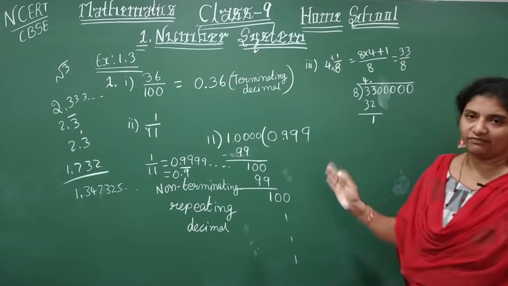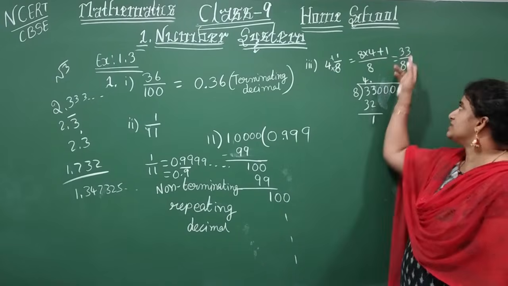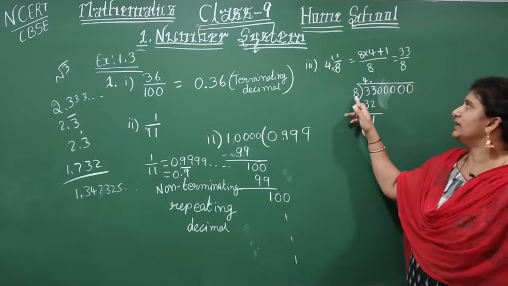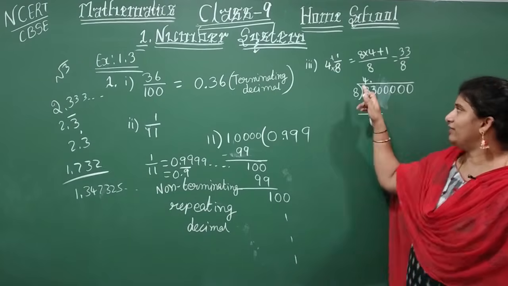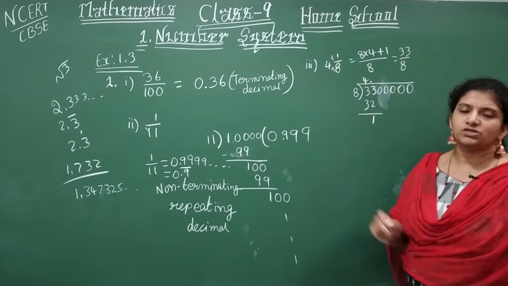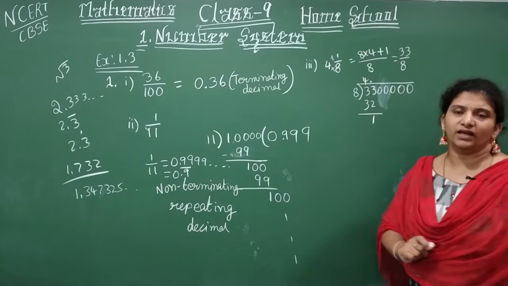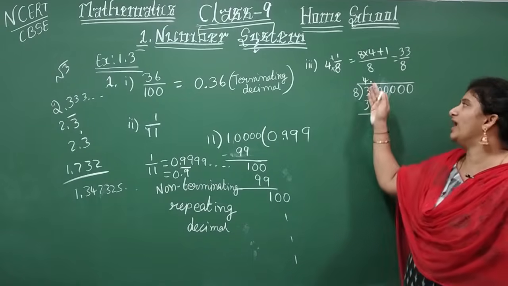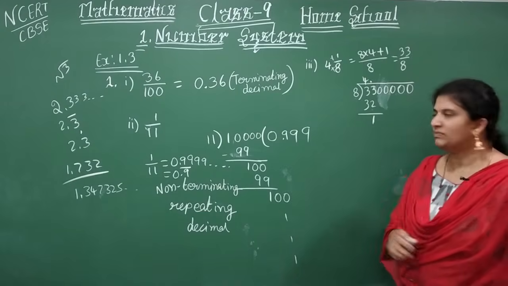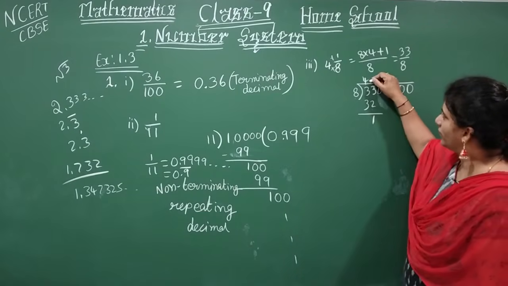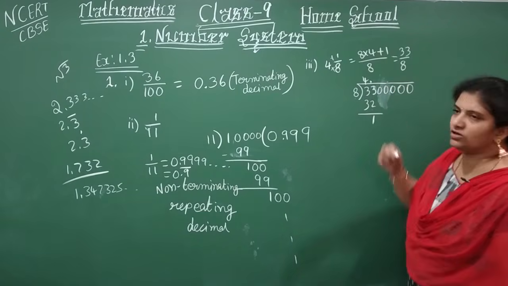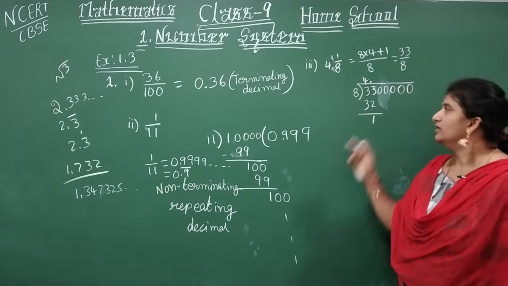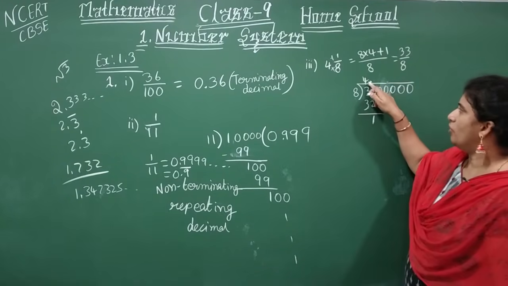Observe here carefully, children, you have to do this type of division. 33 by 8. 8 fours are 32. So now 1 is the remainder. You should extend this division. You have to get a proper decimal here. So for that reason, put a point here and write as many zeros as you want. Now 4 point.